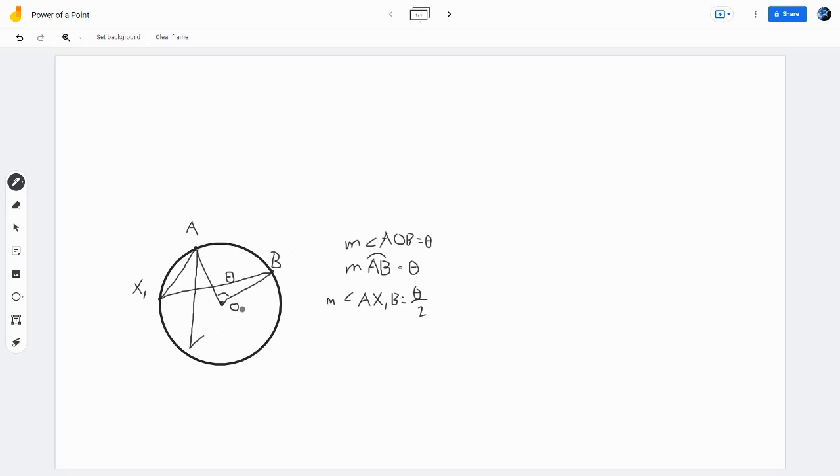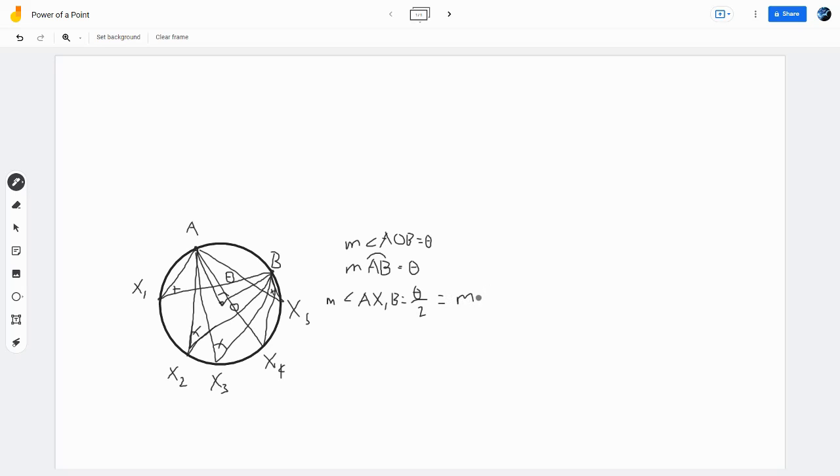I could have this point, right? This is also the same. These two are the exact same measure. We could have this right over here. All of these are the same angle measure. So for x3, x4, x5, these are all really the same. So this is all theta divided by 2.